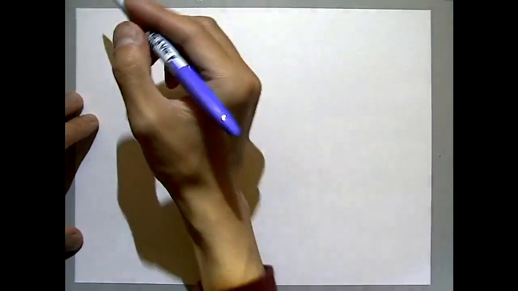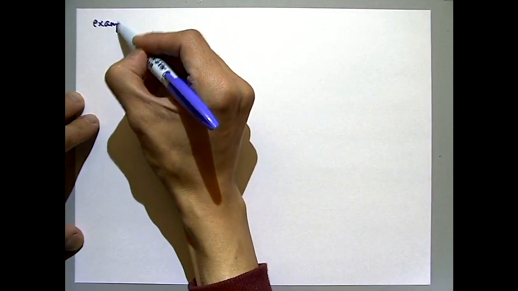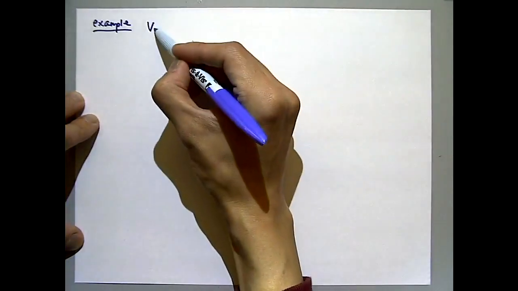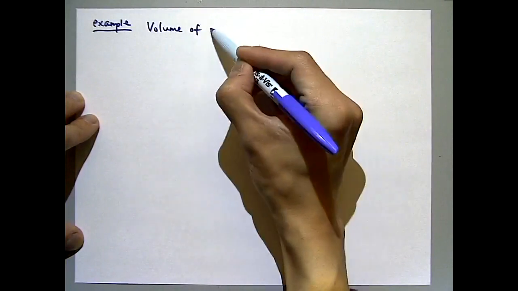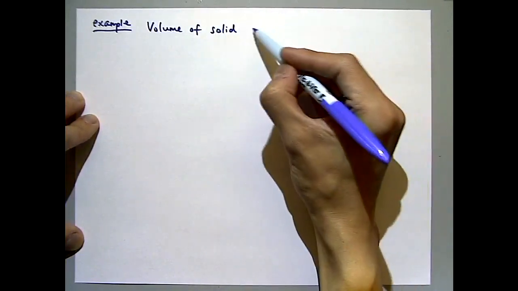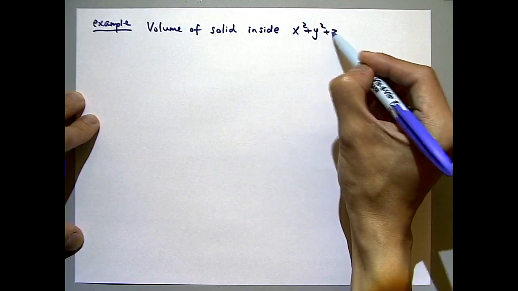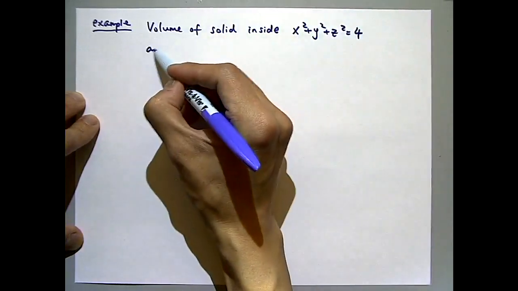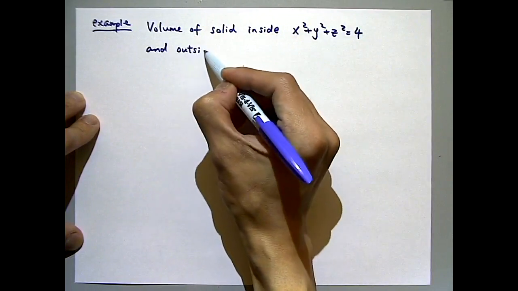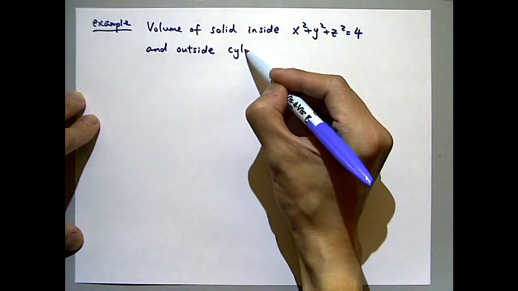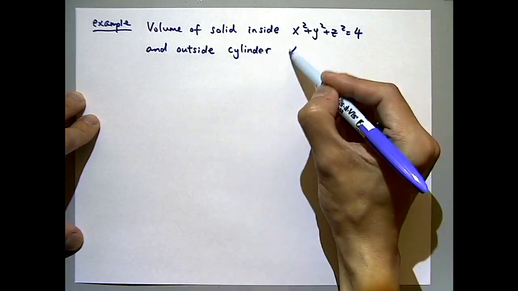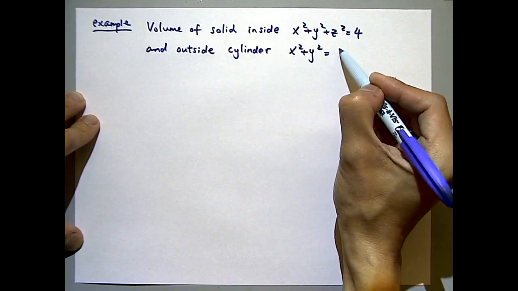All right, let's do one more example. This time we're just going to set it up. We're not going to have time to carry out the calculation, but that's really not the point. We just want to set this up. Let's find the volume of the solid inside x squared plus y squared plus z squared equals 4, and outside the cylinder x squared plus y squared equals 1.